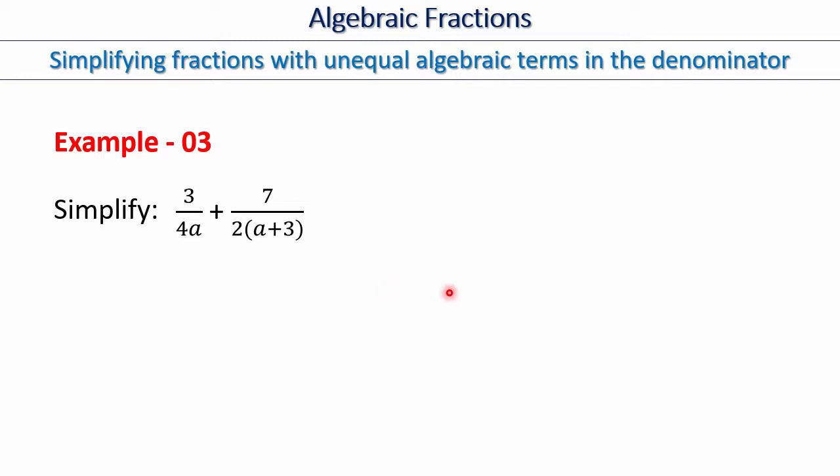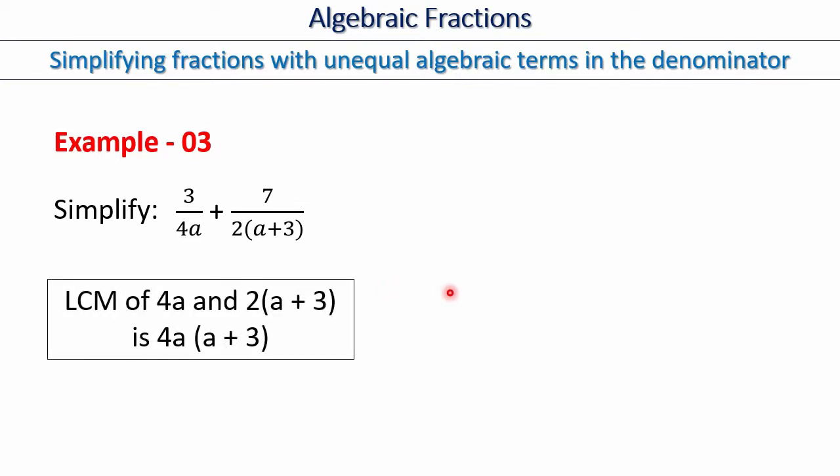In example 3, same thing we have to follow again. Here 4a and 2 into a plus 3. For these two, the LCM becomes 4a into a plus 3, because 4 and 2, for these two numbers, the LCM is 4, then a into a plus 3. That means the denominator should come 4a into a plus 3.